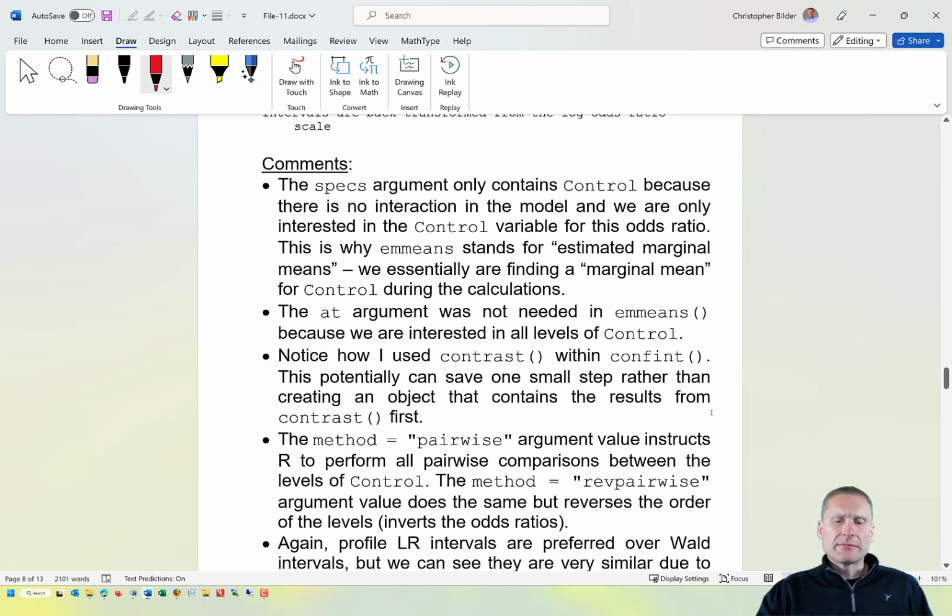Some comments here. So in the specs argument, again, we only put control. We did not put infest. The reason, again, was because infest does not have an effect on the corresponding odds ratios for control because I didn't have that interaction. And so this leads then to something maybe I should have mentioned earlier.